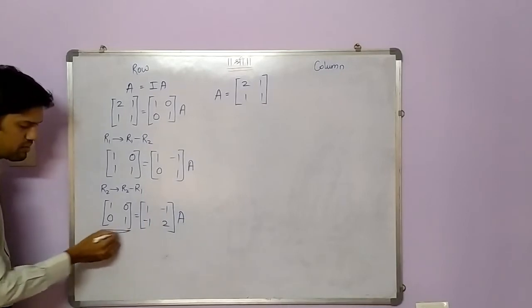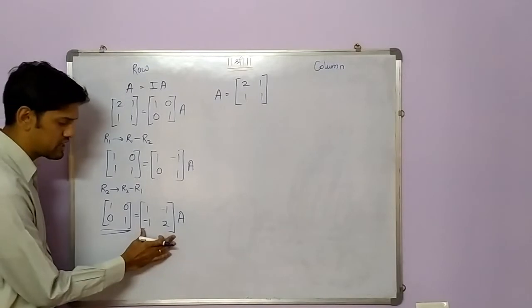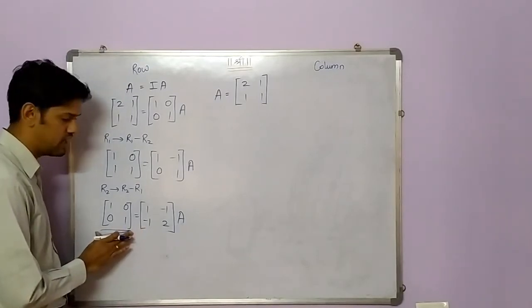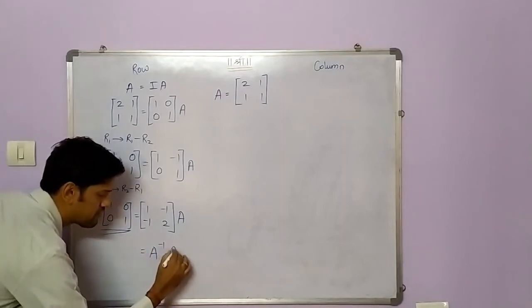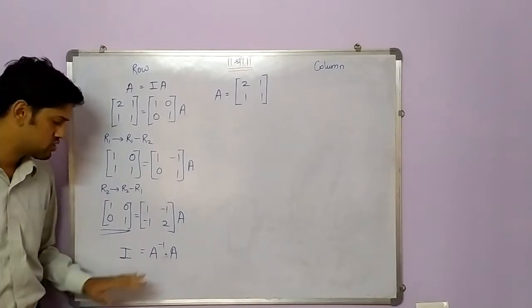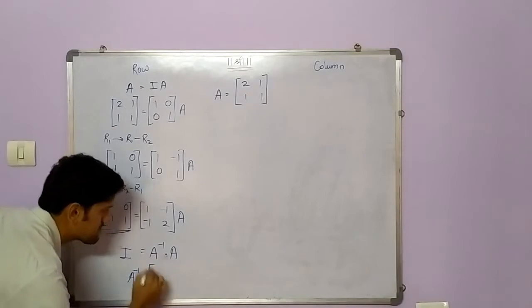Now this has become an identity matrix. Look here, I am multiplying this matrix with A and I am getting an identity matrix. That means this has to be A inverse. That is the reason I am getting I here. So the A inverse is this matrix.